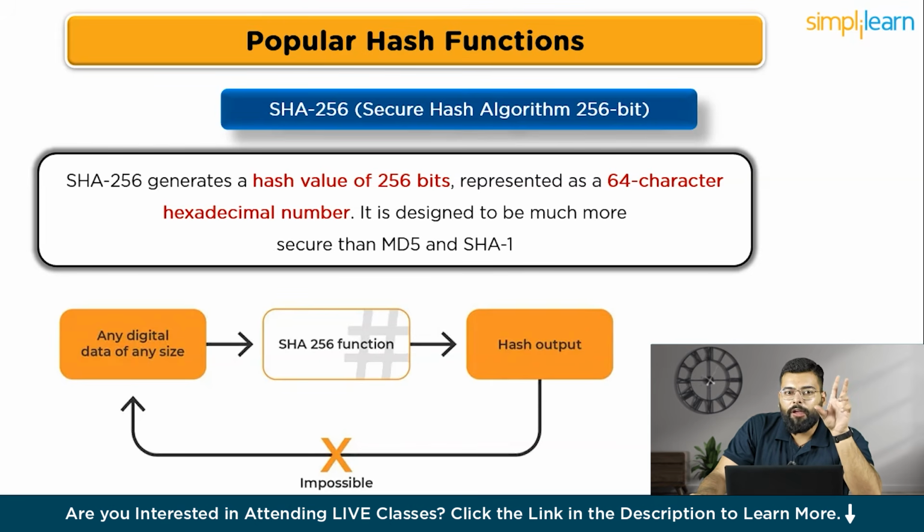Now, let's do a simple comparison of hash functions to help you understand them better. MD5 creates a 128-bit hash, good for checking data integrity but not secure for cryptographic uses. SHA-1 creates a 160-bit hash, more secure than MD5 but still vulnerable to attacks. Then comes SHA-256, which creates a 256-bit hash, very secure and widely used in modern applications for ensuring data integrity and security. So this was all about hash functions.